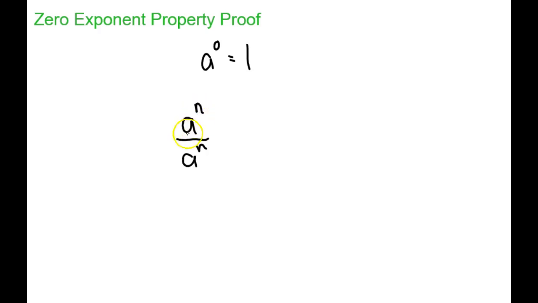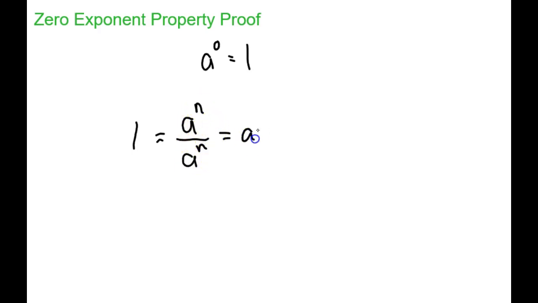So if we have a to the n divided by a to the n, when we have something divided by itself, anything divided by itself, we know is equal to 1. Okay, that's basic math. Anything divided by itself always is going to be equal to 1. We also can apply one of the properties we just learned in this lesson. If our base a is the same and we're dividing, then we subtract our exponents.